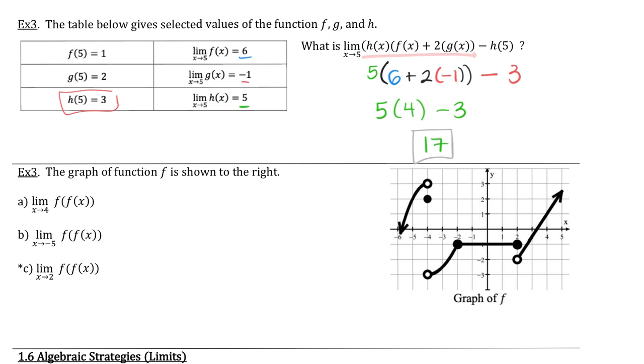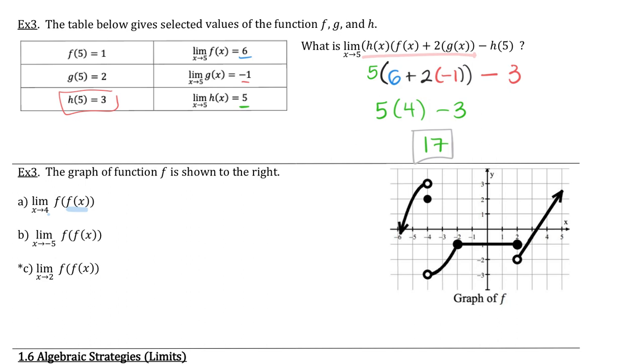Okay, example 3. The graph of function f is shown to the right, and we're going to evaluate some compositions. We treat them like compositions, but they're compositions of functions, so we're going to be careful. And these are kind of going from easy to hard. So this is the limit as x approaches 4 of f of x. So I'm going to apply the limit to the inner function first.